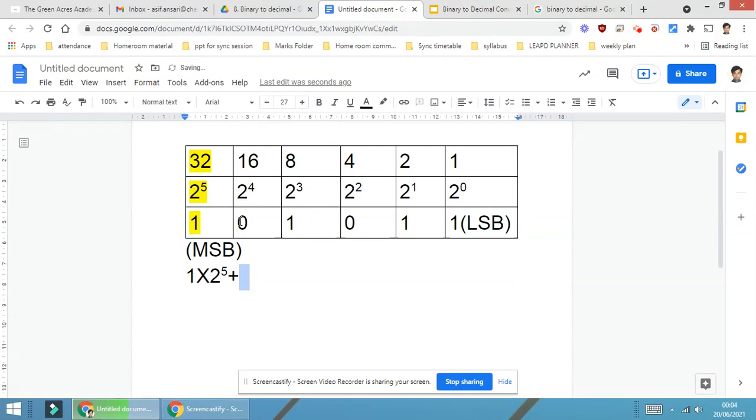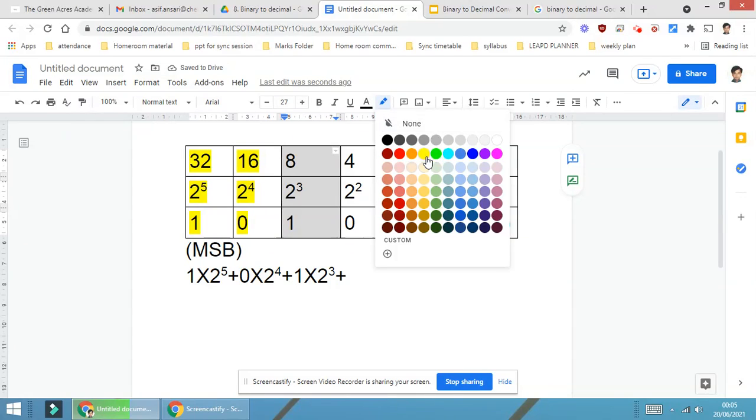The next number that we are able to see is 0. 0 will be multiplied with what, my dear kids? It will be multiplied with 2 raised to 4. So what I'm doing, copying this again, and in place of 1 I will be writing 0. 0 will be multiplied with 2 raised to 4. So this has been done. Next, 1 will be multiplied with 2 raised to 3. Copying this part again, 1 will be multiplied with 2 raised to 3. So this part has been done.